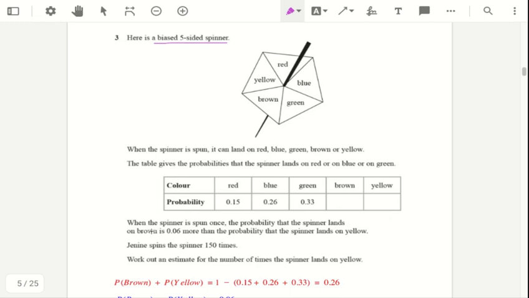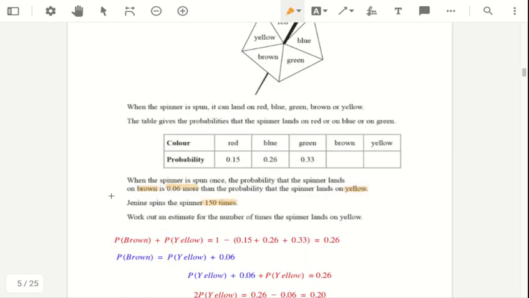Okay, and then the clue here is, I've given some clue here. Okay, the probability that the spinner lands on brown is 0.06 more than the probability it lands on yellow. So brown 0.06 more than yellow. Okay, then she spins it 150 times. Okay, and then work out an estimate for the number of times the spinner lands on yellow. Okay, this is a lot of information.